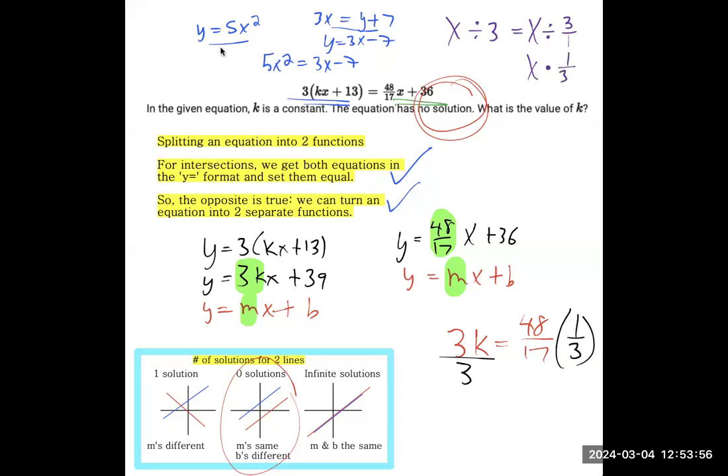So that's what we did here on the left-hand side. We divided by 3. We showed it as dividing by 3. On the right-hand side, we showed it as multiplying by 1 over 3. So it cancels on the left. And on the right, we have 48 times 1 over 17 times 3. We can just cross simplify that. 48 divides by 3, it becomes 16. And the answer is 16 over 17.